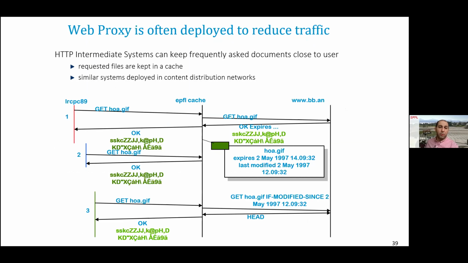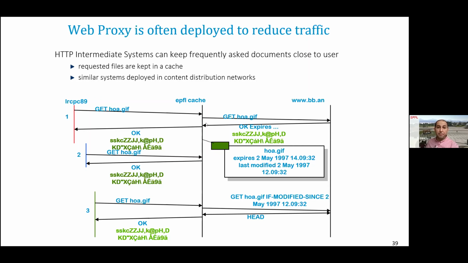Now, why would we use a web proxy? Assume that we have a user here at EPFL. It requests an image from a web server. The request is intercepted by the web proxy of EPFL. So the EPFL web proxy will forward the request to the web server. The web server will send the requested data to the web proxy.